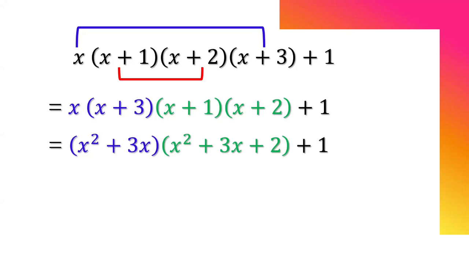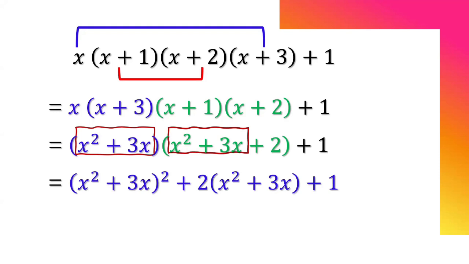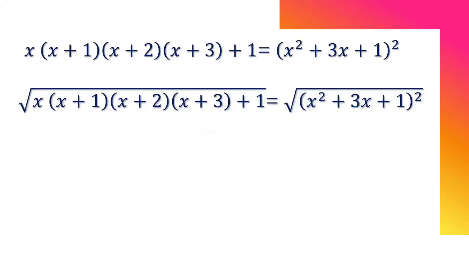Now since x square plus 3x is common to both, we just take these two terms and simplify. So this will become (x square plus 3x) whole square plus 2(x square plus 3x) plus 1, which is nothing but (x square plus 3x plus 1) whole square. So when you take the square root, assuming the square root is positive or non-negative, you will have x square plus 3x plus 1.